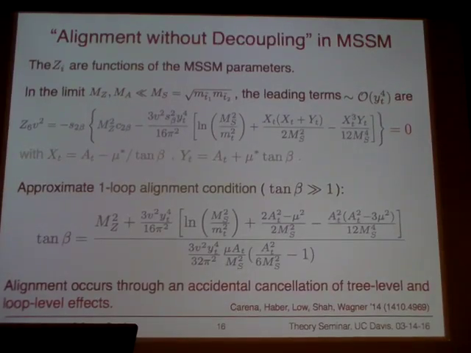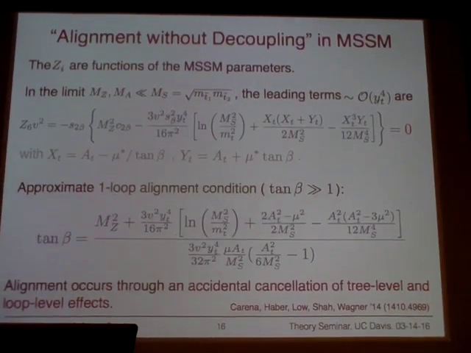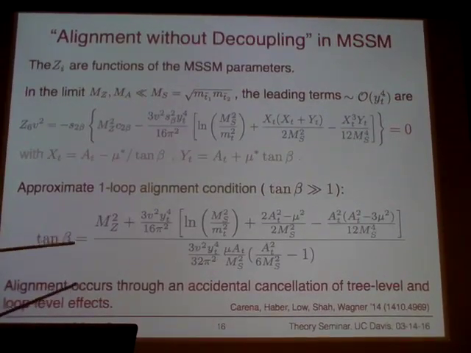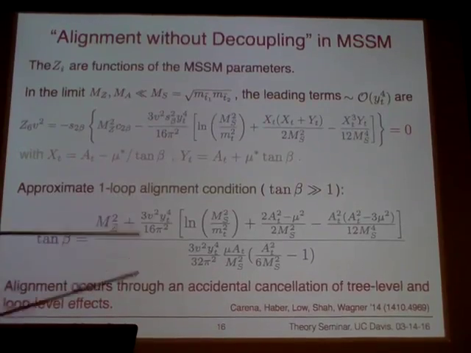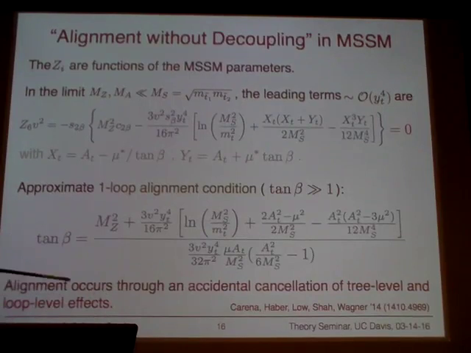And if we do that, we can derive an approximate one-loop alignment condition, which is given here in this form, where we assume tan beta to be larger than 1 or so. I will say a little bit more about this equation on the next slide. It is fair to notice that this alignment in the MSSM is really just an accidental cancellation of one-loop and tree-level effects. There's no symmetry reason why this should be happening. It's just a coincidence in the parameter space.